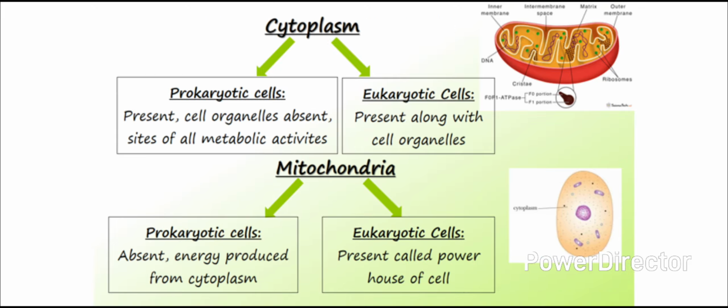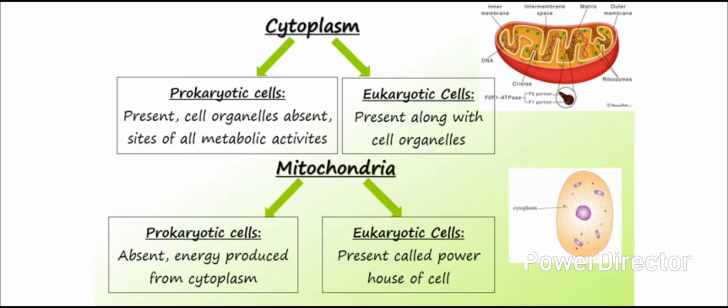Cytoplasm. It is present in both the eukaryotic and prokaryotic types, but in prokaryotic types, cell organelles are absent and sites of all metabolic processes take place in the cytoplasm itself. Whereas in eukaryotic cells, cell organelles are present, and they can contain other organelles.